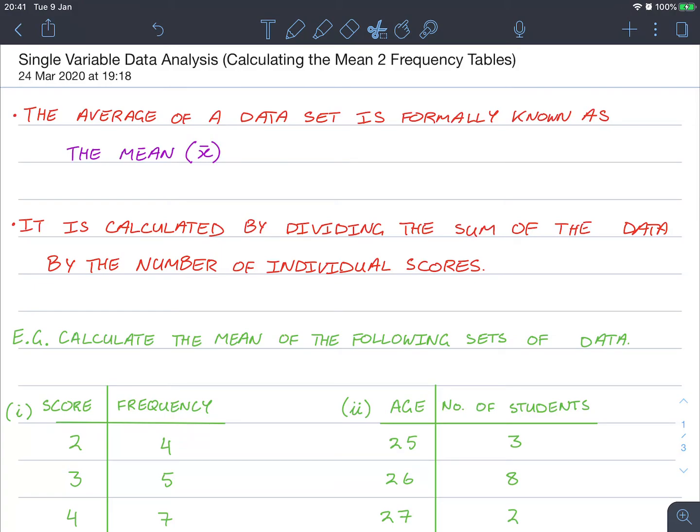Hello class, this is a video tutorial on single variable data analysis. In this video, we'll be looking at calculating the mean from frequency tables.